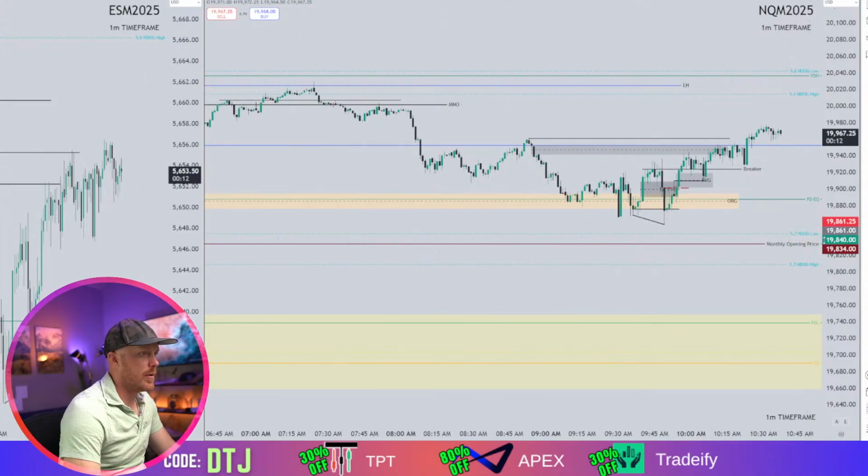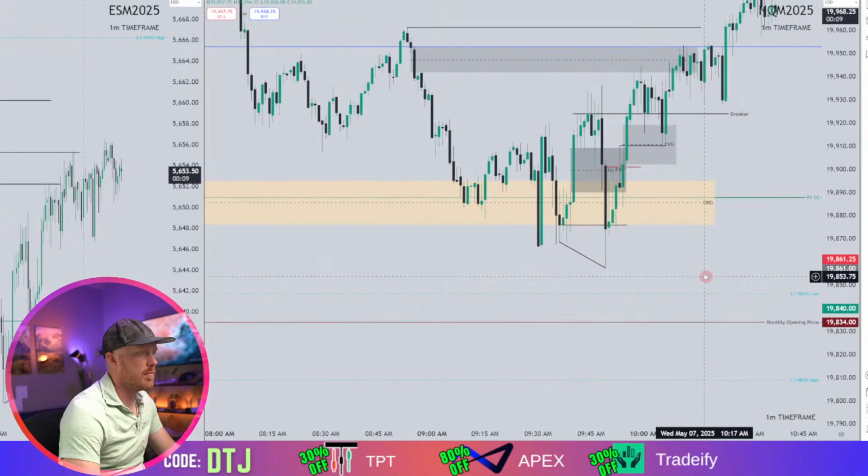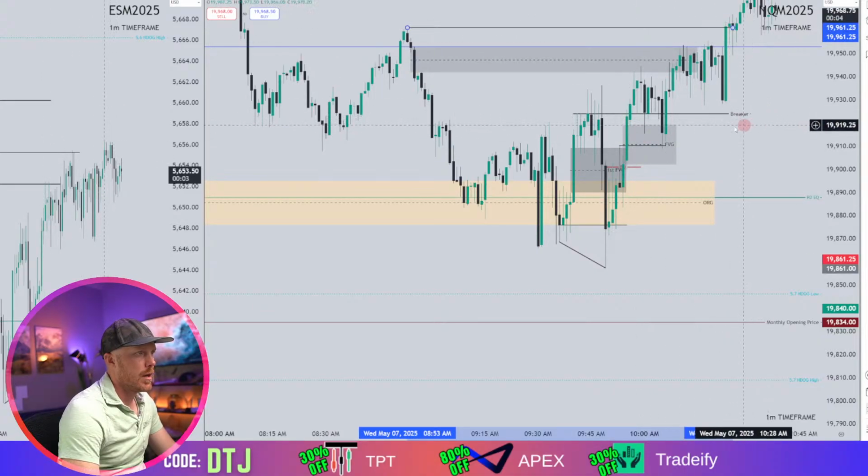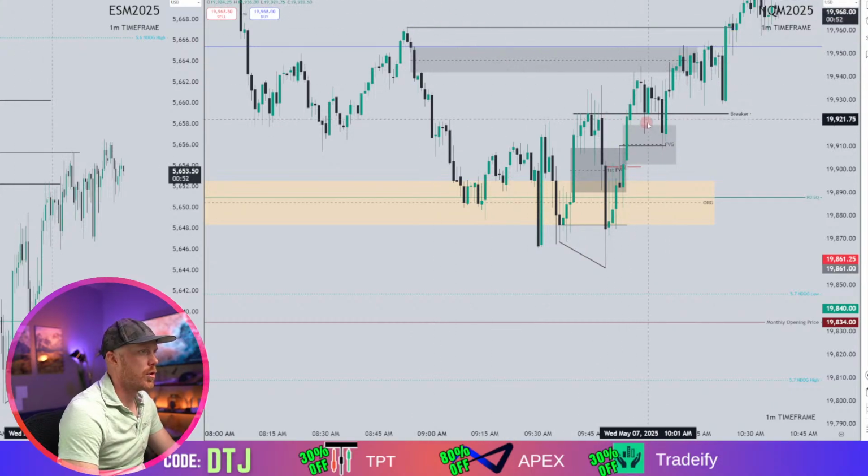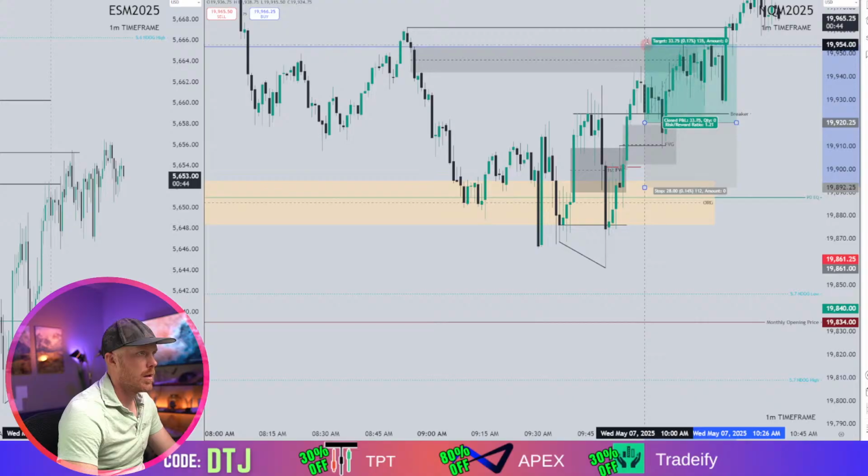Honestly, we took the best option we had, and it was poor in its execution. It ended up hitting it. I would have still been in a trade if I did not close it early. I got long right here. I think it was right around there. My target was that, and my stop loss was just below that right there.